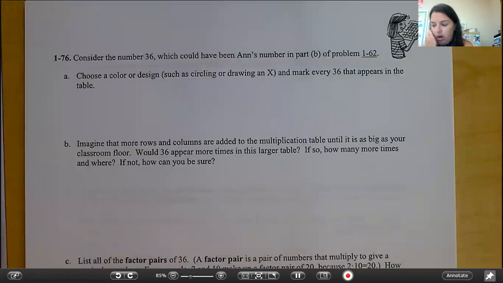Imagine that more rows and columns are added to the multiplication table until it is as big as your classroom floor. Would 36 appear more times in a larger table? If so, how many more times and where? If not, how can you be sure?